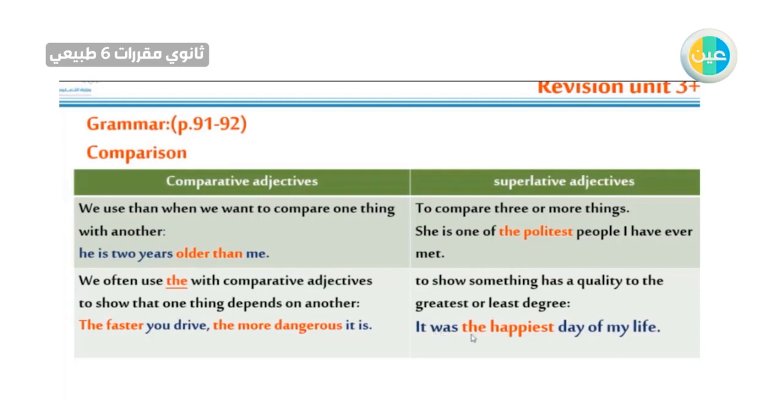It was the happiest day of my life. It's the greatest day of my life. So use the superlative structure: the, then the adjective with est. Remember, it's happy. But when we add any suffix to happy, we have to omit the y and add iest. Okay?